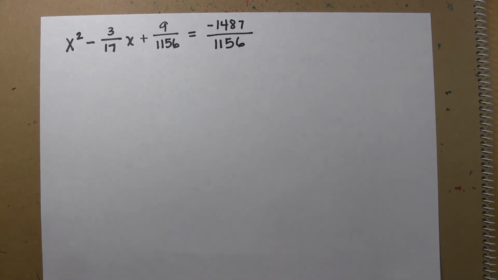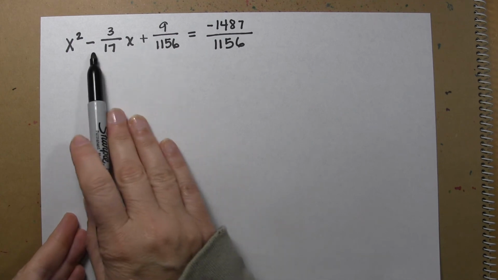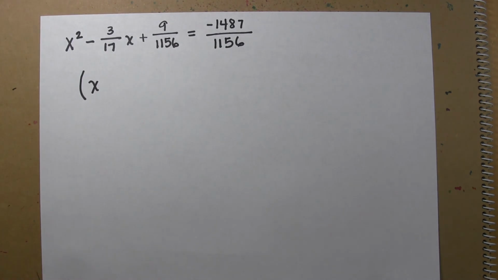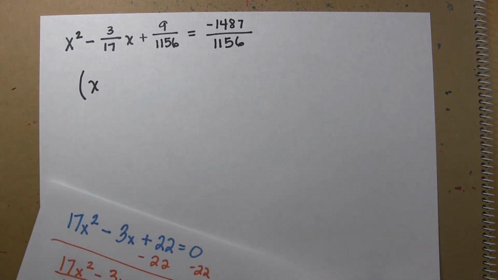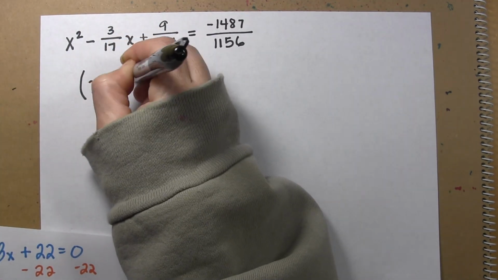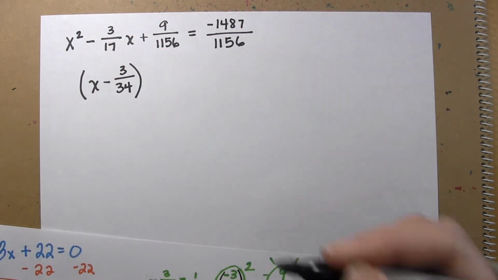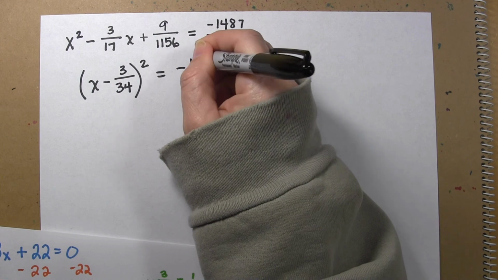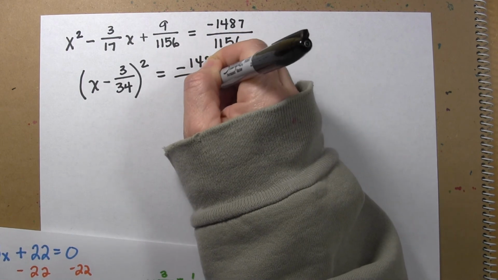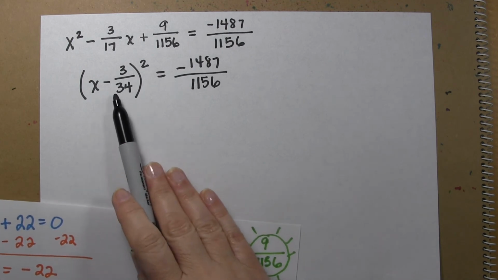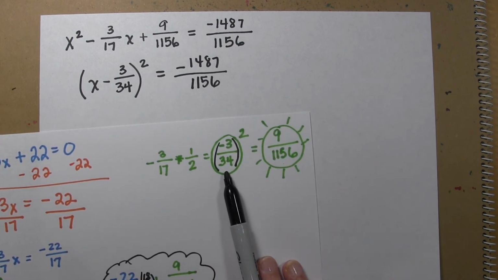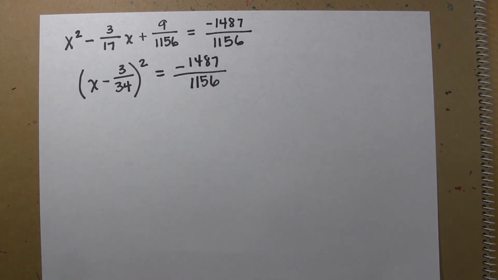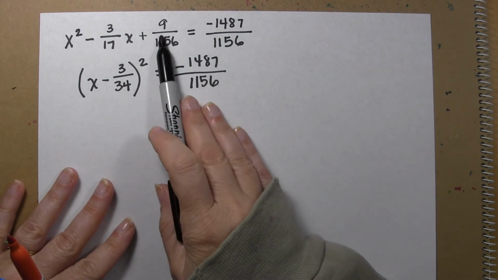Okay, so now, what's our next step? Well, our next step is to break this bad boy down here. And that is going to be x, oh, put my paper away, and I need it. x minus 3/34 squared equals negative 1487 over 1156. Right, now where did this number come from? That was our first circle, remember? Yes, that is our first circle. So we are using our circle and our double circle.